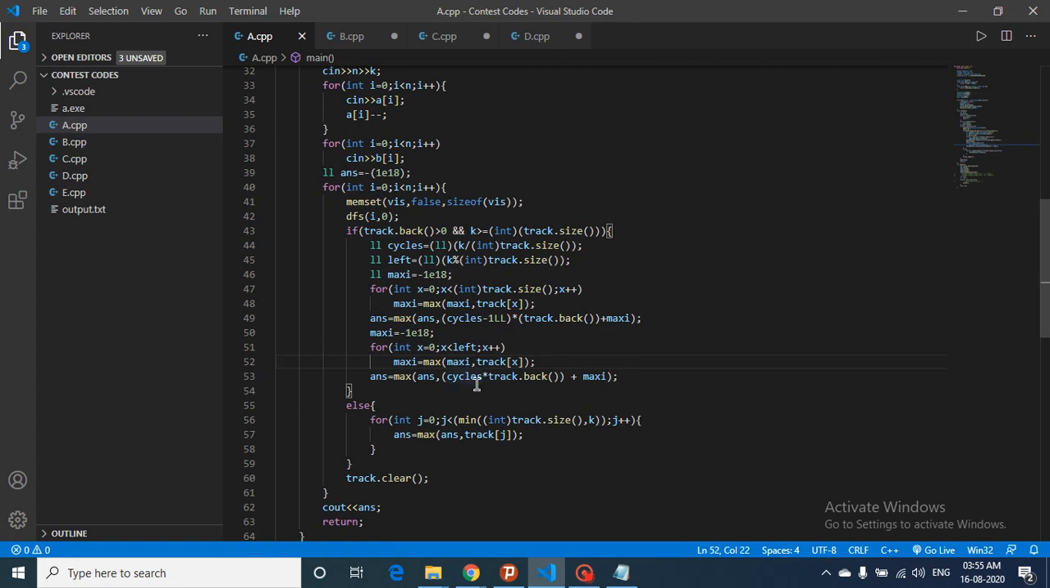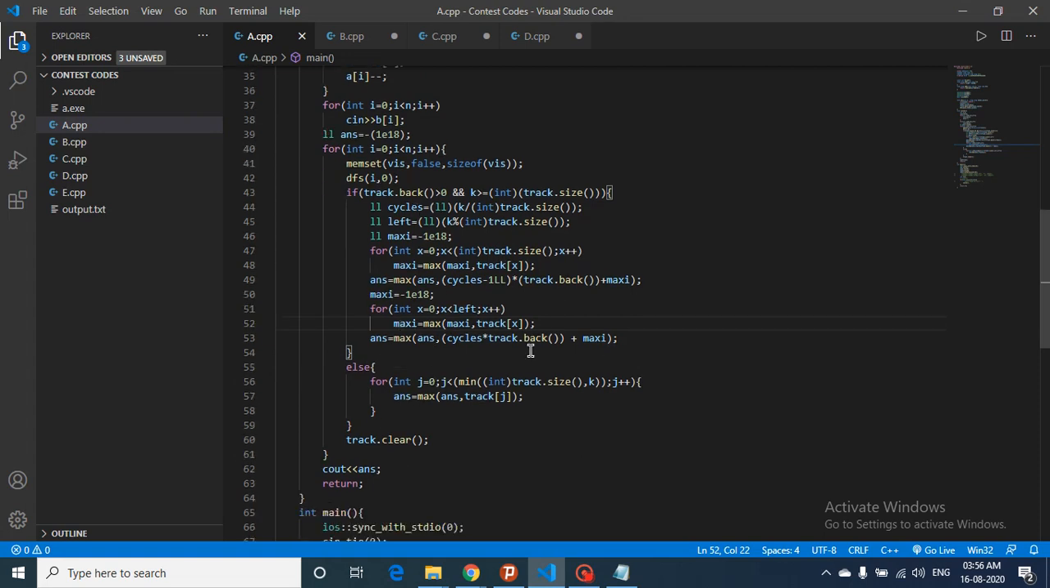Else, if this condition is not true, I have told that I will take one less cycle, in which I will iterate over the whole track. As you can see, this is the for loop over the whole track. In the previous case I only iterated over the leftovers, but here I iterate over the whole track and find the maximum among the whole track. After iterating over the whole track, the answer is the maximum among itself and (cycles minus 1) into track dot back, which is the prefix sum of the whole cycle, plus the maximum among the whole cycle. I decrement one cycle because I have used one cycle here, and this gives the final answer.